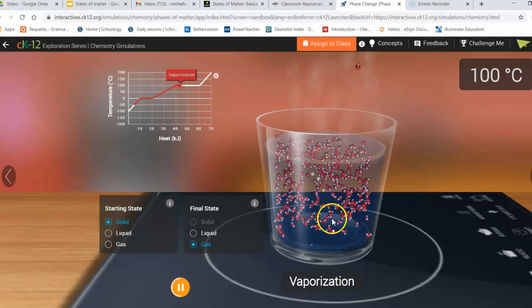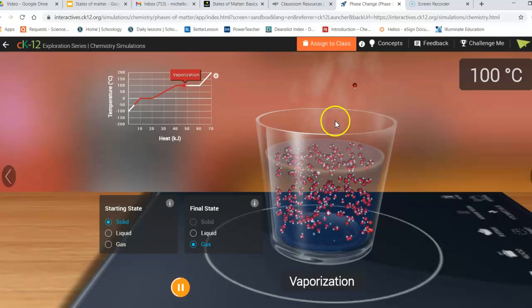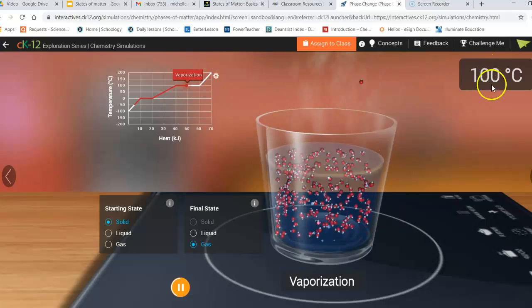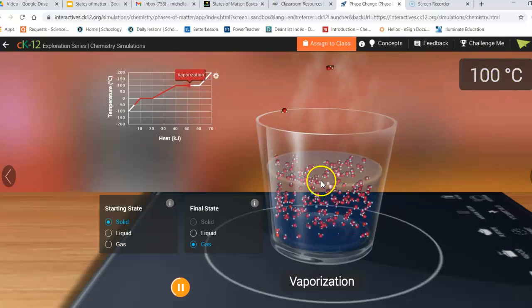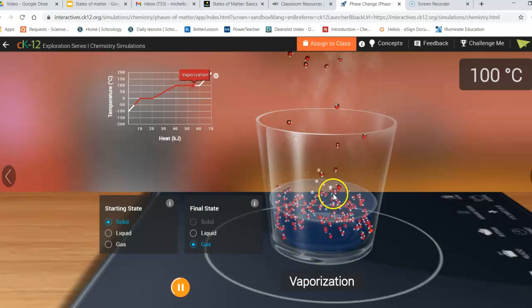This is the vaporization part. That's when the molecules are going to go from a liquid into a gas. So again, no increase in temperature. Look, the temperature is constant. It's just causing the molecules to go into a vapor.